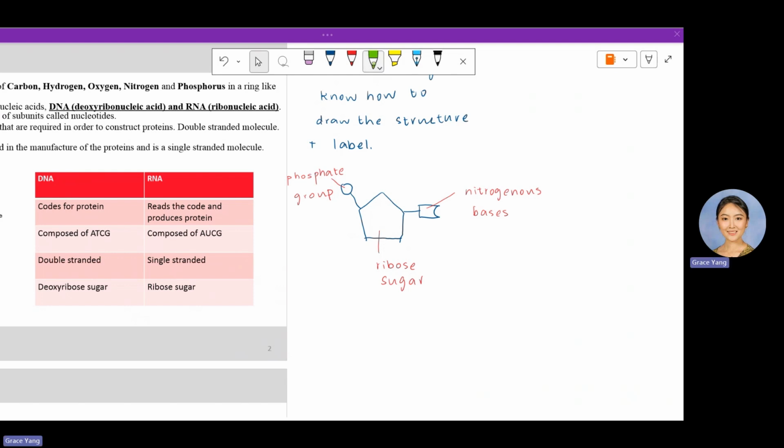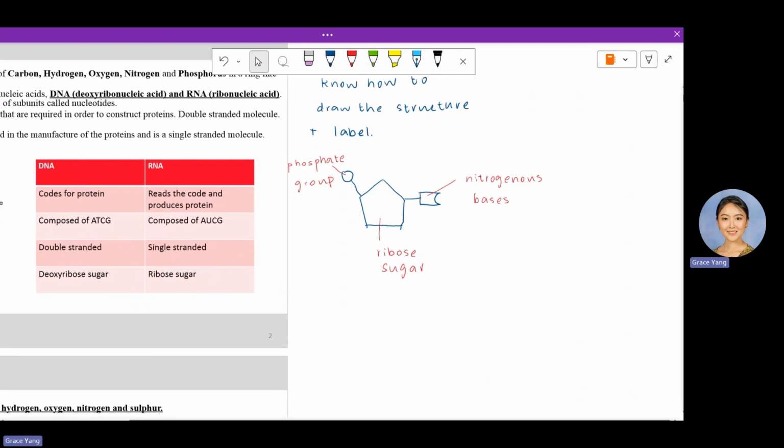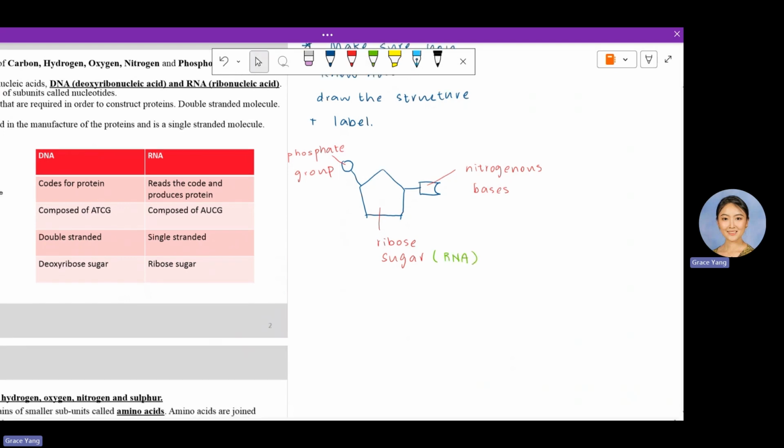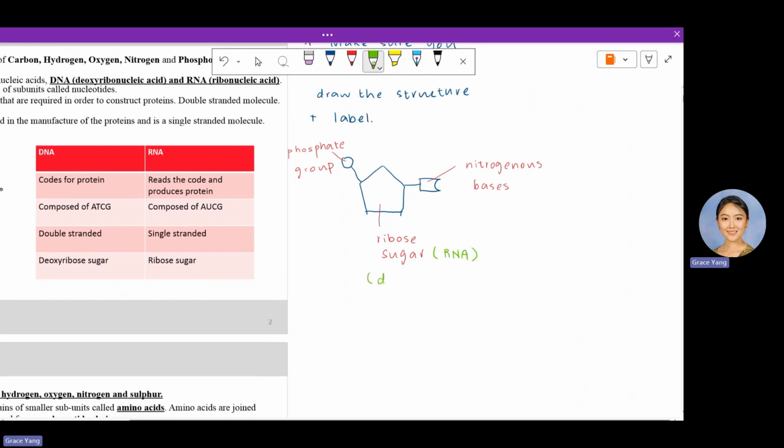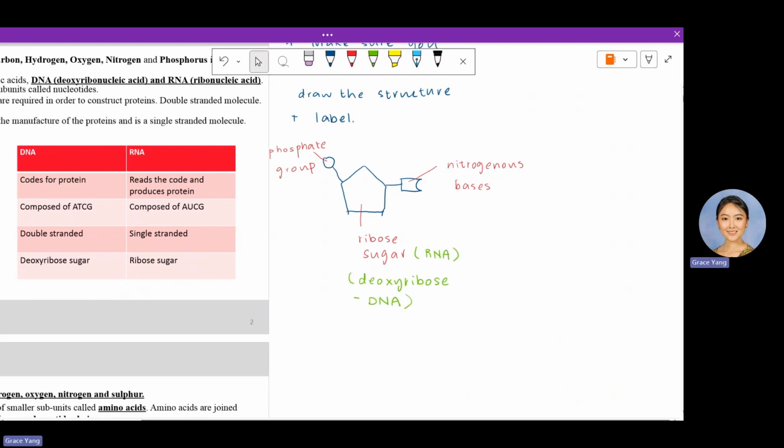There are two types of ribose sugar, which make up different types of nucleotide. If the sugar is just ribose sugar, then it's the type of sugar for RNA. But if it's deoxyribose, meaning it has less oxygen, then that will be the type of sugar for DNA. Nothing to add for the phosphate group. All phosphate groups are the same, but there are different versions of nitrogenous bases.